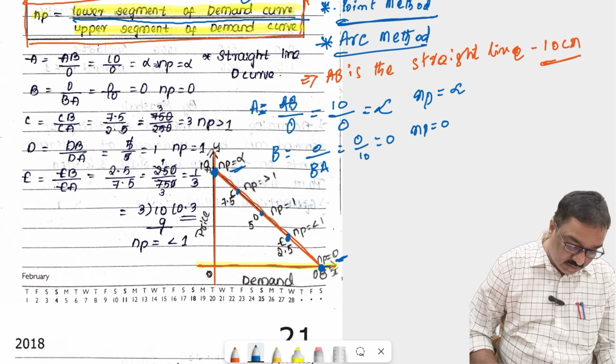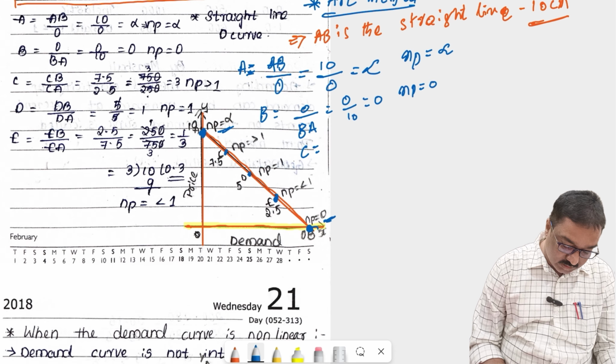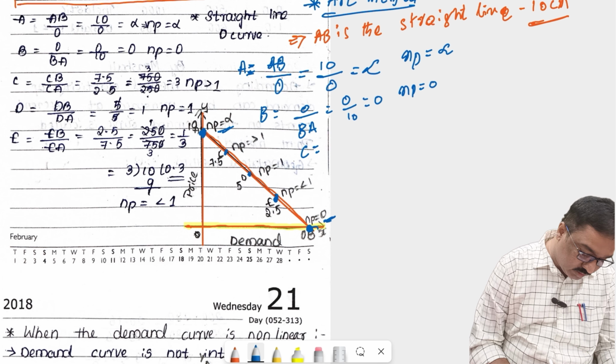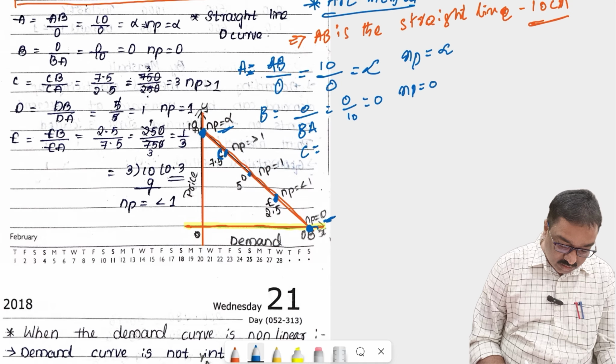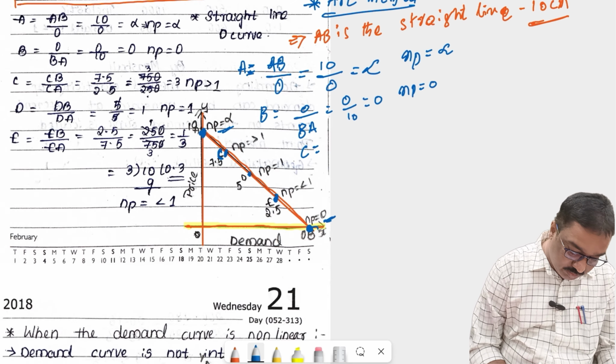And at the point C, this is the point C. At the point C, what is the lower segment? The lower segment is CB.